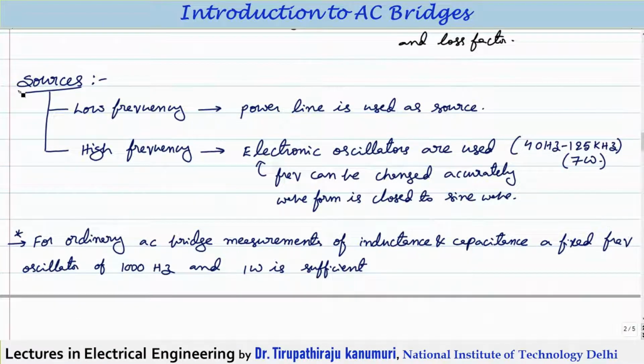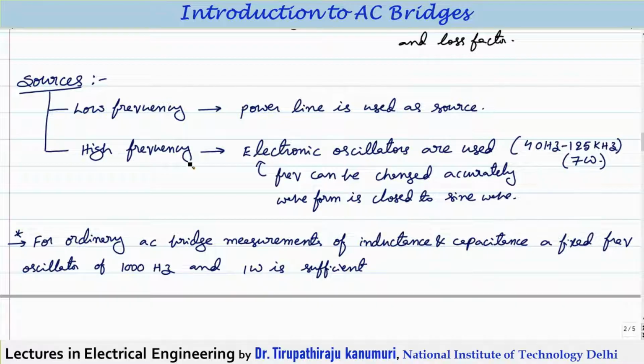Because we are discussing AC type bridges, an AC source is used. The sources can again be classified into 2 categories. It can be either low frequency or high frequency. For low frequency, generally the power line is used as the source. Power line means your 50 Hz supply will be used as the source. The second case is high frequency.